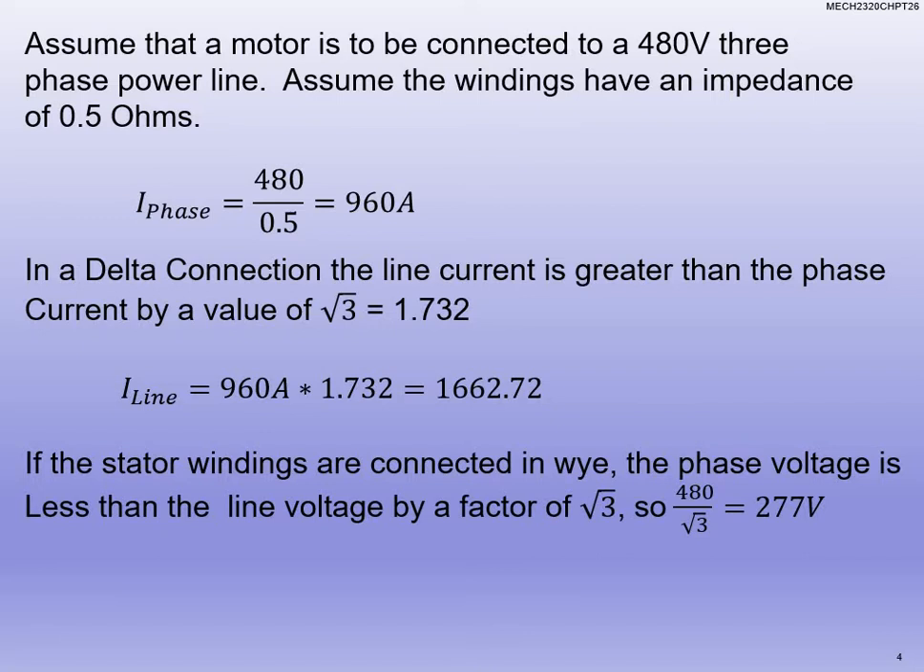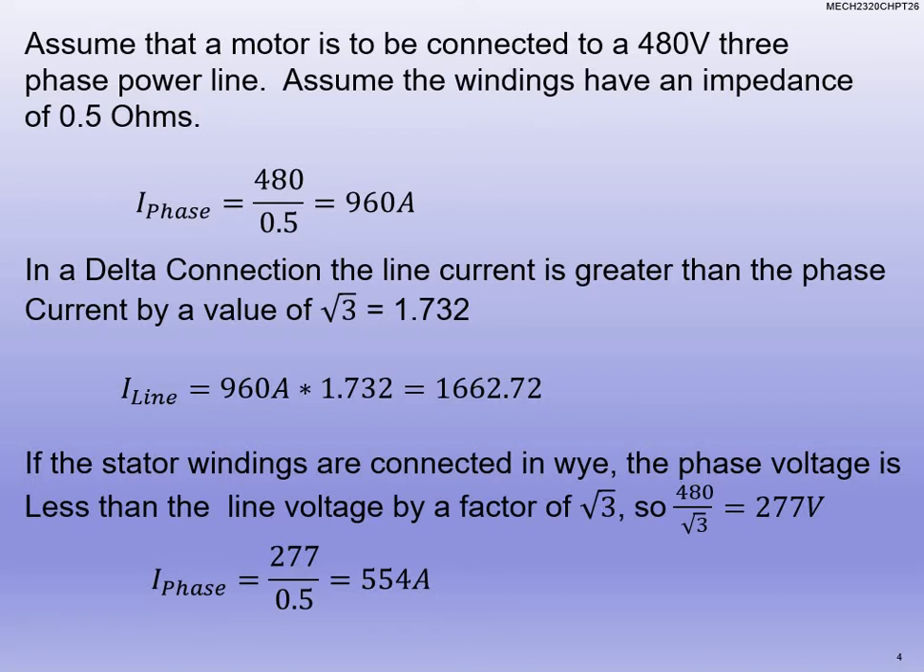Okay, it's by a factor of a square root of 3. So in this case, our phase voltage is going to be less than our line voltage by a factor of a square root of 3. So we're going to take 480 divided by a square root of 3, and that's going to be 277. Okay, so that's going to be our line voltage now. So now if we take 277 and divide it by 0.5, we have 554 amps.